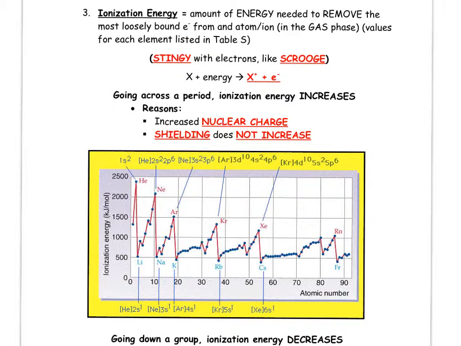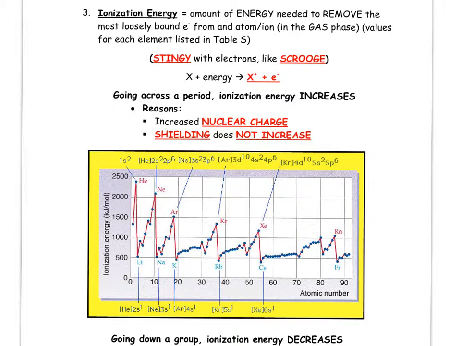The other vocabulary word that we have to talk about is ionization energy. Ionization energy is related to electronegativity, but it's not exactly the same. Ionization energy is the amount of energy that somebody else needs to take your electron away.